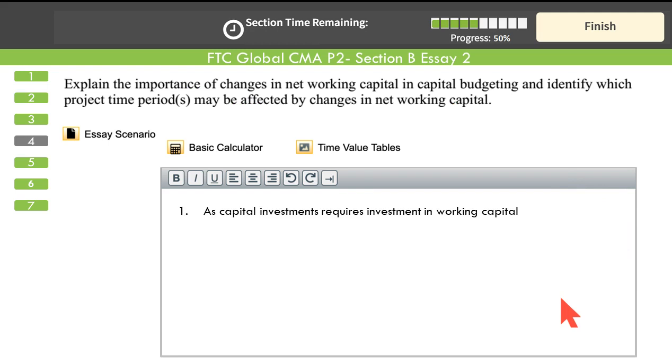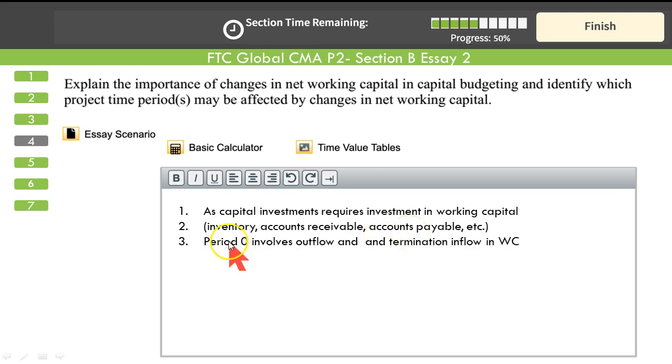Capital investment requires investment in working capital, inventory, account receivables, accounts payable. Period 0 involves outflow. That's the point where you invest. And finally, when the project is terminated, that's the point where you receive inflows, right? Or your working capital is recovered. And as I said, when the project grows, working capital investment can be made during the life of the project also, if the revenue goes up.